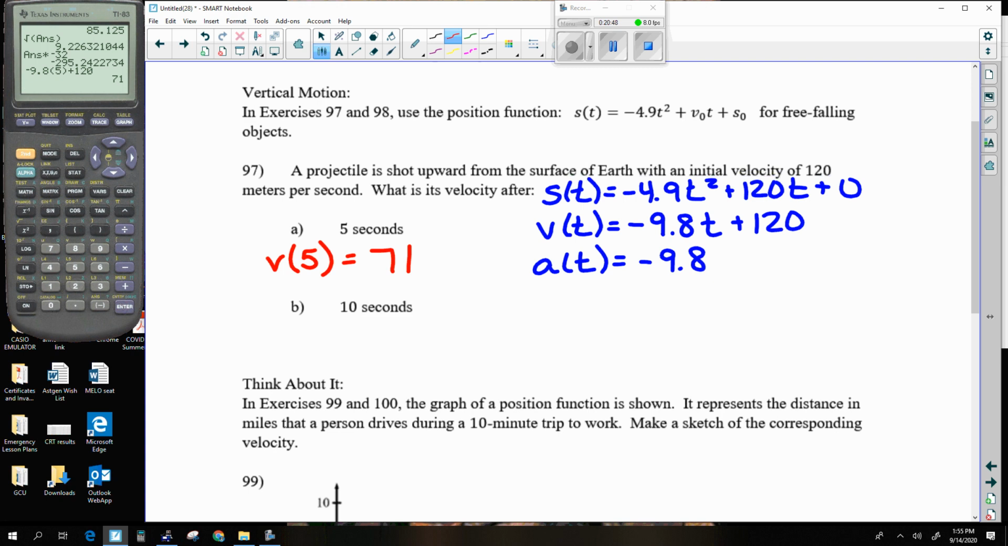They don't give me any meters per second. 10 seconds. .22 meters per second.